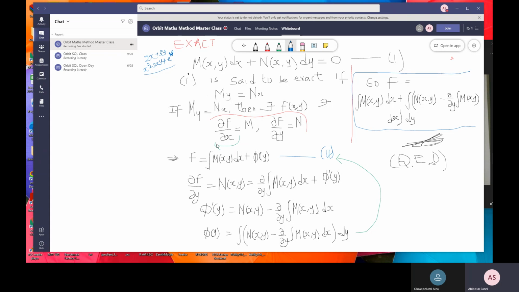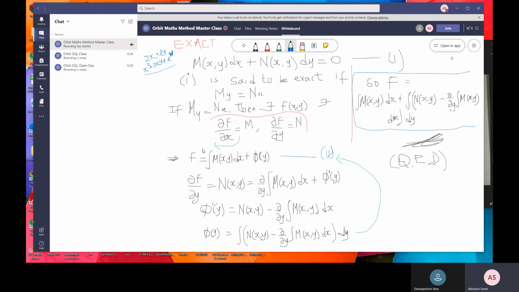So we are integrating a function of two variables, so the other variable is going to be used as a constant in that case. That's why if I integrate M with respect to x, then I'm going to have a constant value, the function of y. So that's why I have this. Do you understand this one?